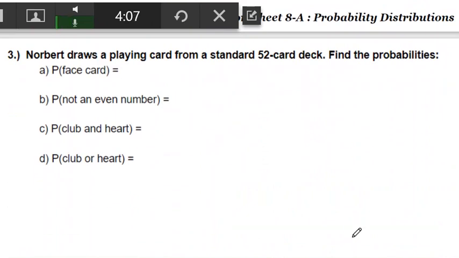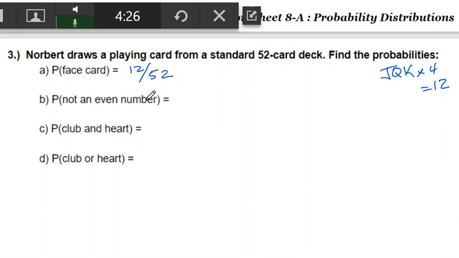All right, Norbert draws a playing card from a standard deck. Find the probability of a face card. Remember that face cards are Jack, King, Queen, and there are 4 suits of them, which means that there are 12 out of the 52.